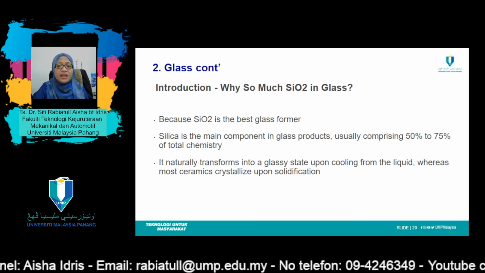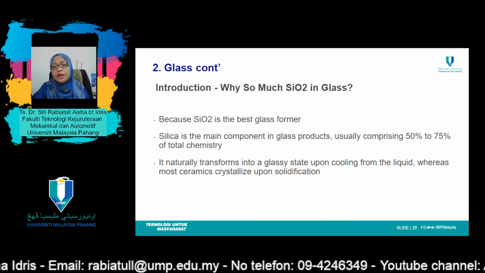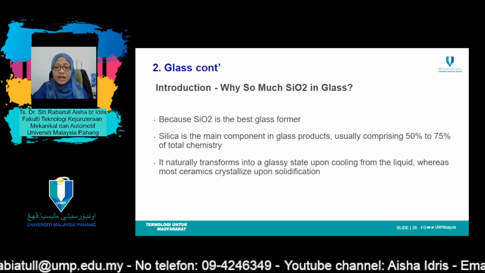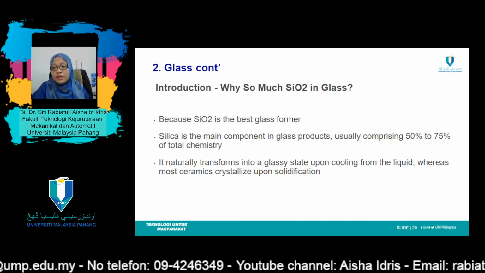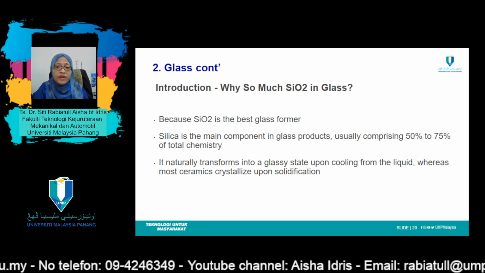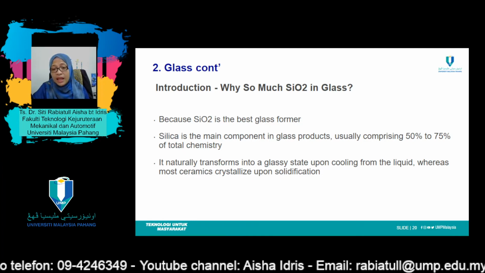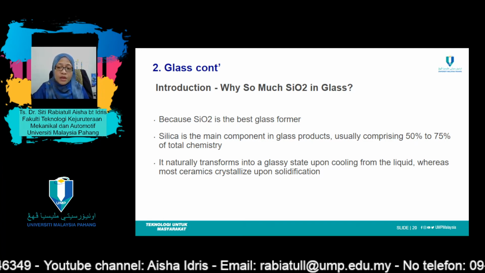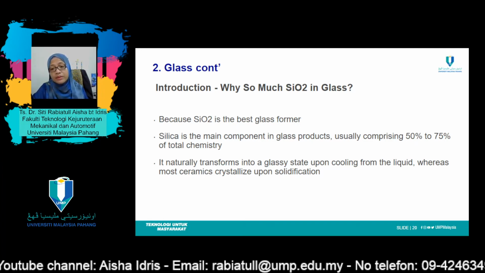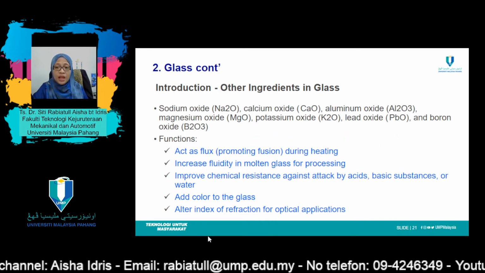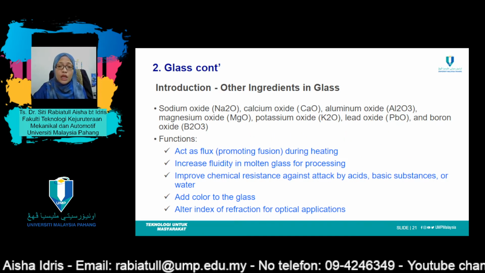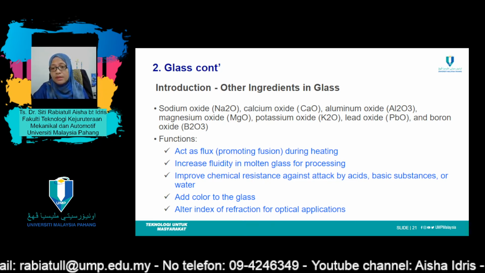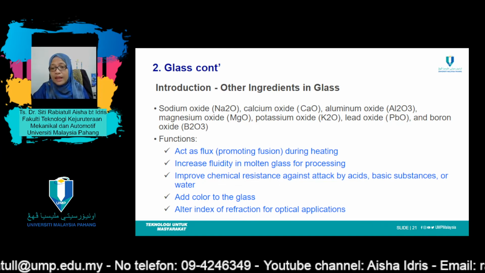Why so much silica in glass? It is because silica is the best glass former, and silica is the main component in glass products. Usually it makes up 50% to 75% of the total chemistry, and it naturally transforms into a glassy state upon cooling from the liquid, whereas most ceramics crystallize upon solidification. Other ingredients in glass include sodium oxide, calcium oxide, aluminum oxide, magnesium oxide, potassium oxide, lead oxide, and boron oxide.